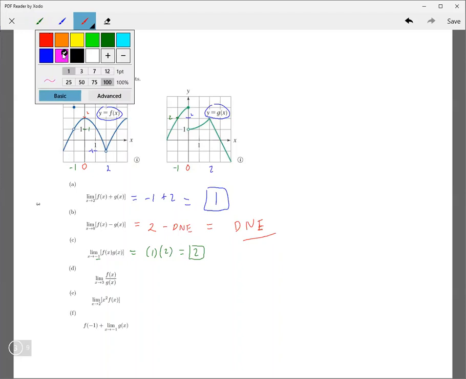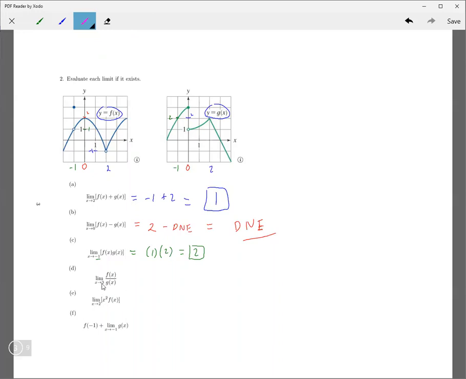Okay, and then here we're going to this part D, we're going to 3. Okay, and so 3 is right there. So that's what you look for. You look for the 3 there. And f is going to 1. So that's 1. And g is going to 0. Well, so it's 1 divided by 0. So that one also does not exist.